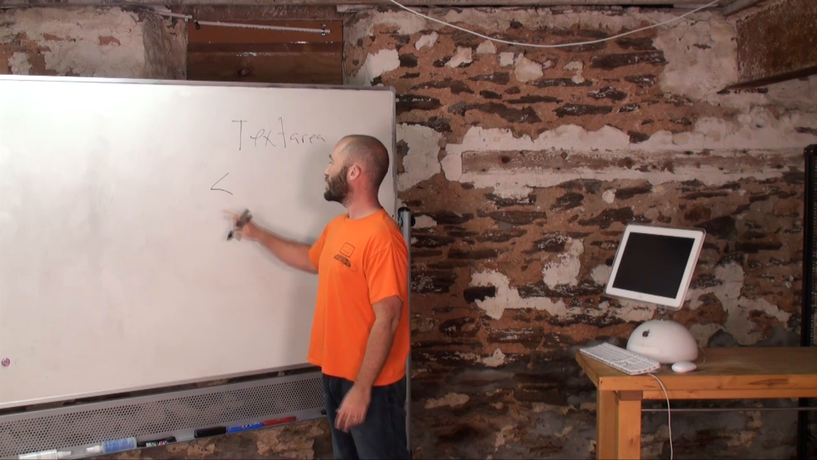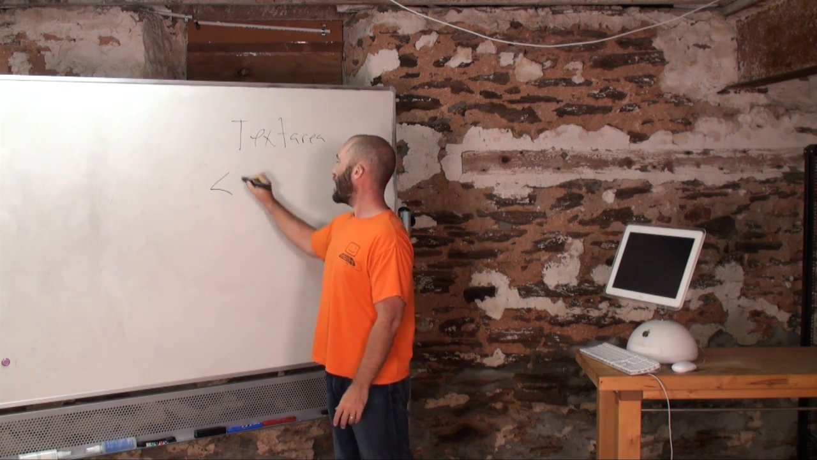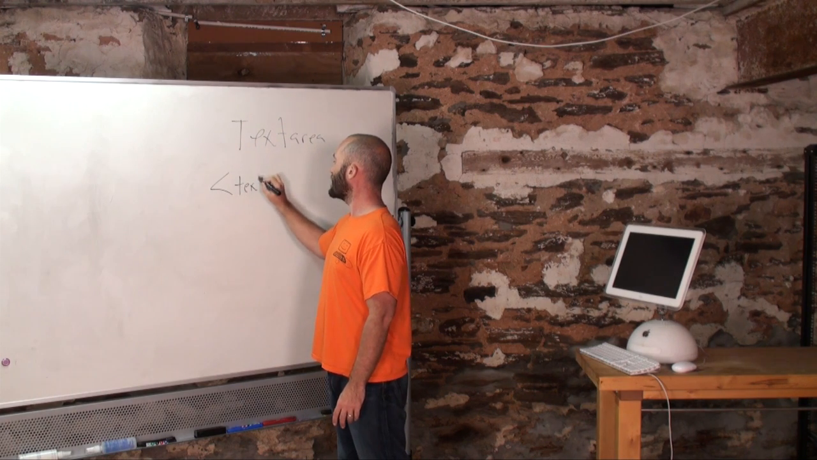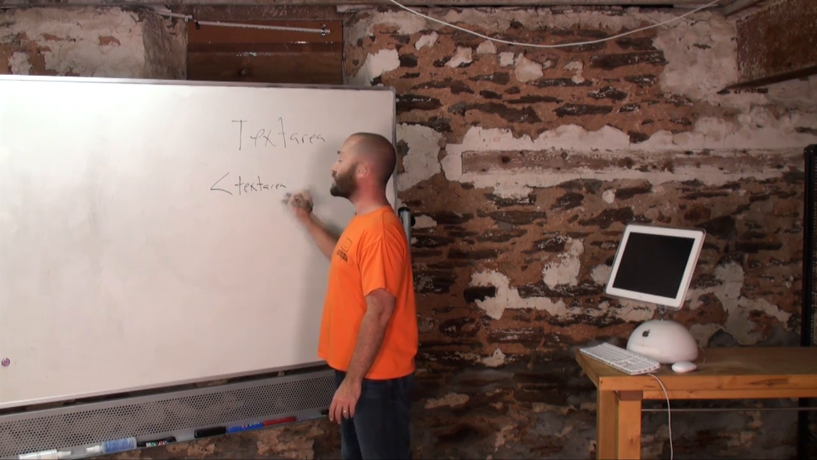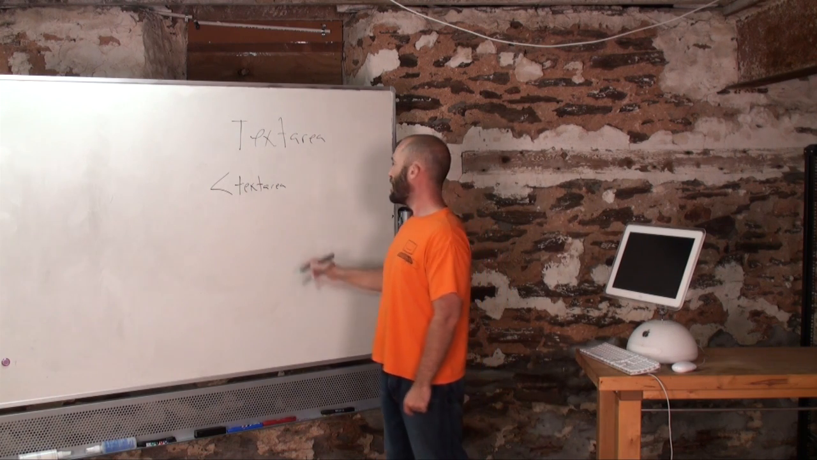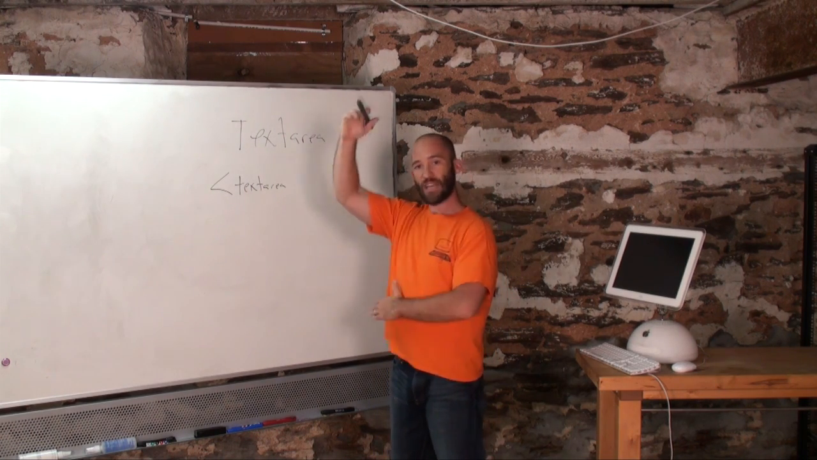All you're going to do is you're going to do a bracket, as we've done before, and then we're going to say text area. So this creates a text area tag. Then what we're going to say is the size of the text area.